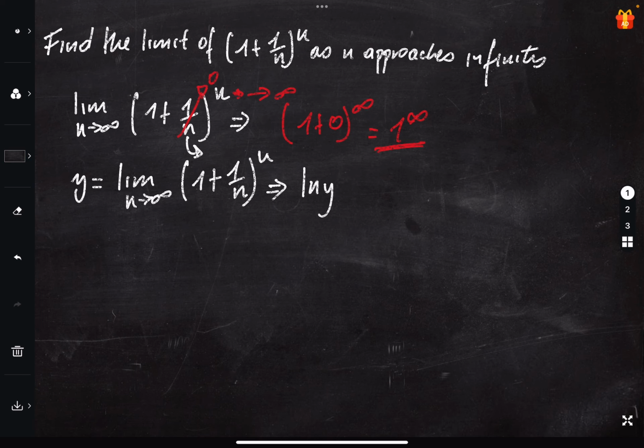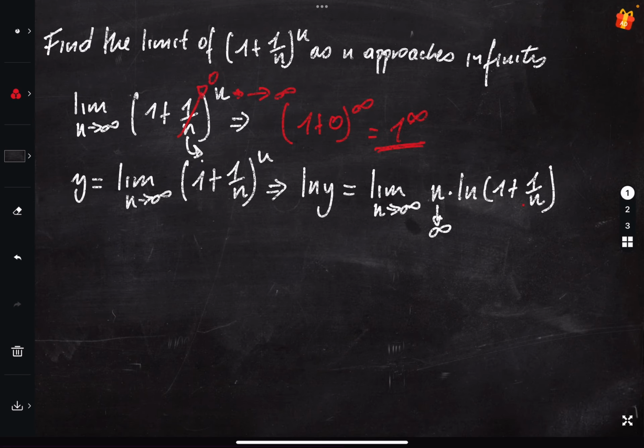So I can take natural log of y is equal to the limit, of course, as n approaches infinity of the natural log of these things. So the n is going to drop down here, and I end up having n times natural log of what is inside, which is 1 plus 1 over n. Perfect. Now, if I try to take the limit, this n will go once again to infinity. And the 1 over n will go all the way to 0 once again, so I end up with natural log of 1, which is 0.